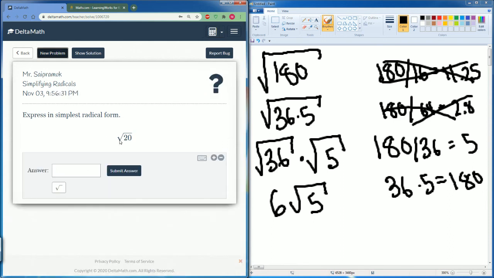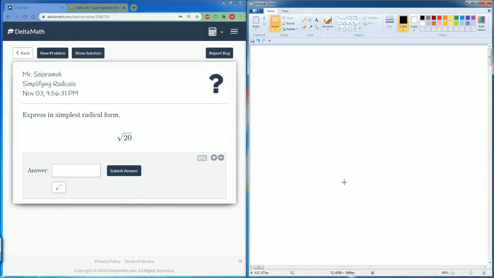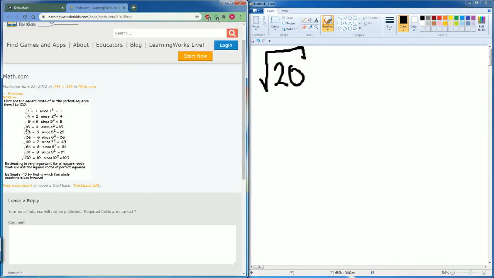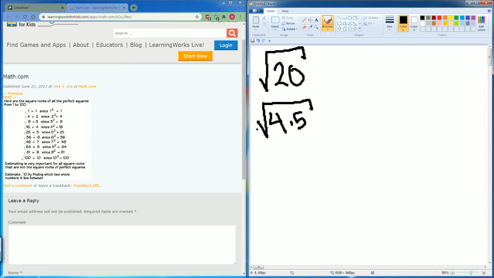Let's do one more problem. Radical 20. All we do is we look at our list. We can use radical 16, radical 9, radical 4, or radical 1. I know it's radical 4 and something. So radical 4 times 5.